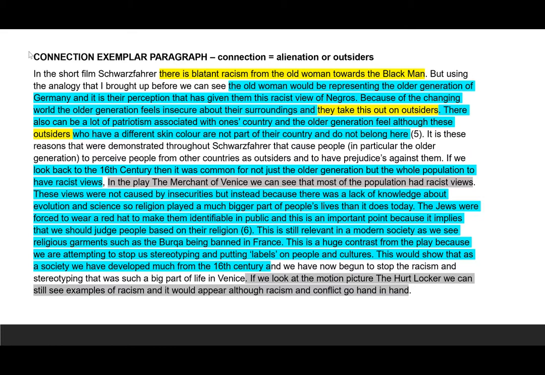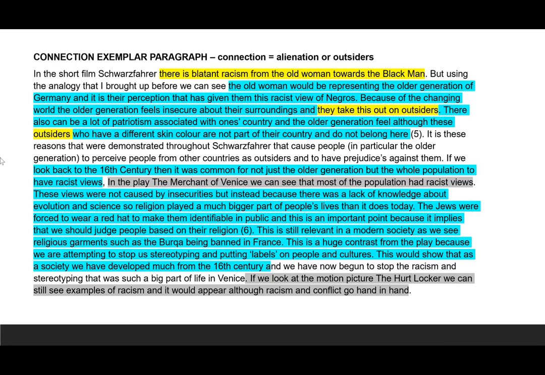There also can be a lot of patriotism associated with one's country, and the older generation feel as though these outsiders who have a different skin color are not part of their country and do not belong there. So that one in particular, there is sort of analysis. This is their convincing thoughts. It is these reasons that were demonstrated throughout Schwarzfahrer. It caused people, in particular the older generation, to perceive people from other countries as outsiders and to have prejudices against them.